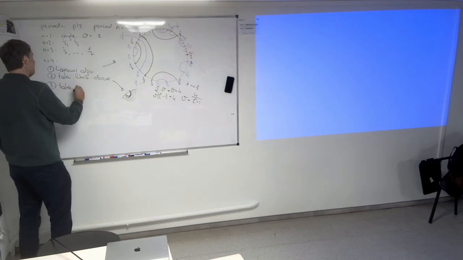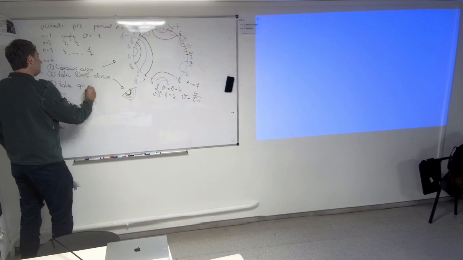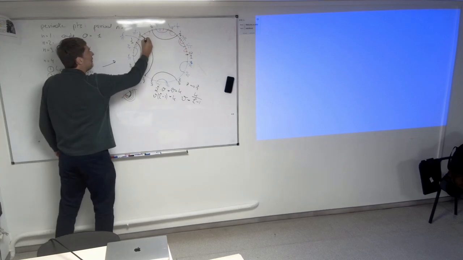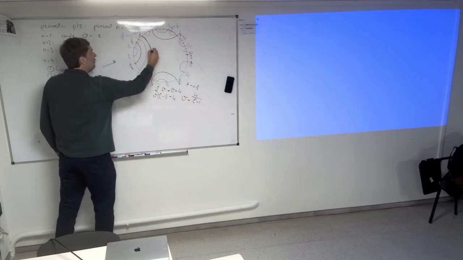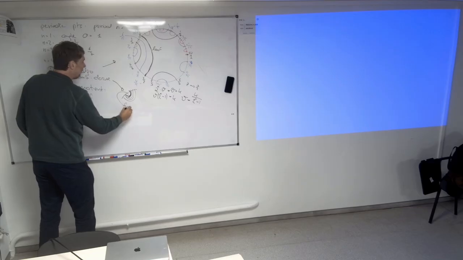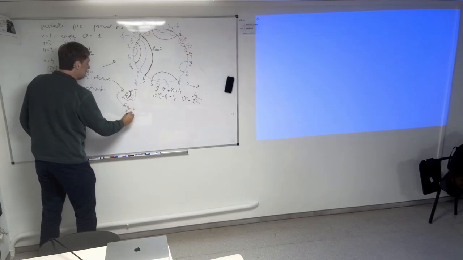So then you take a quotient. Each of these is a leaf. This thing here is a limit leaf, but it's also a leaf.